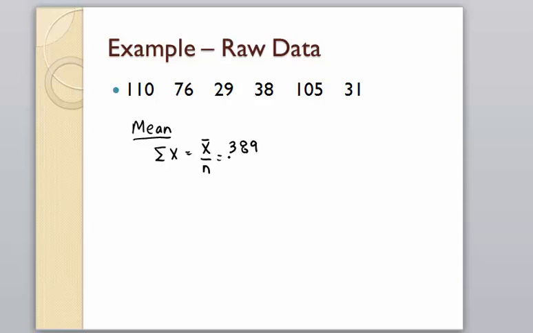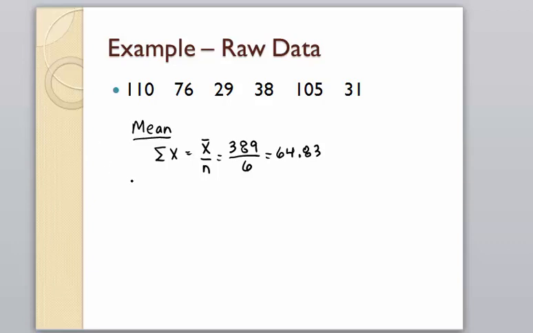And we'll divide by n, where n is the number of data values. So we have six data values, which gives me 64.8. We'll go ahead and do two decimal places, so 64.83 for the mean.